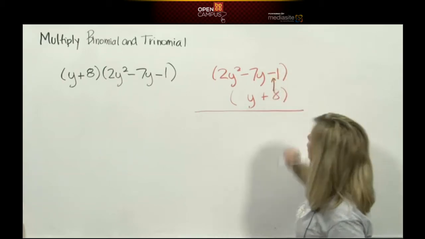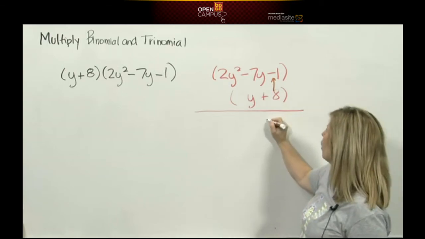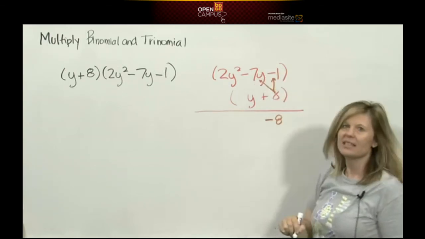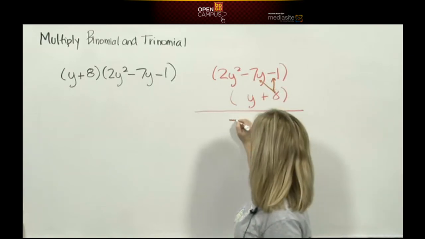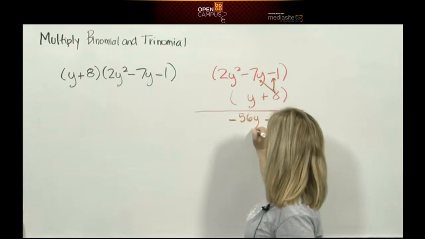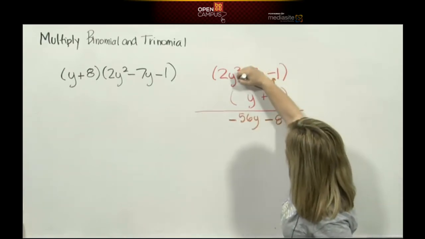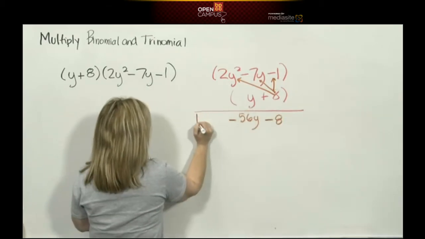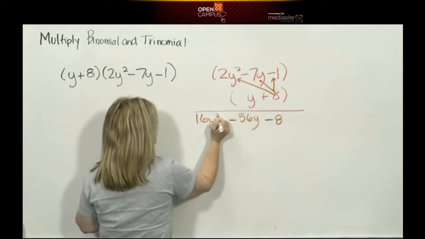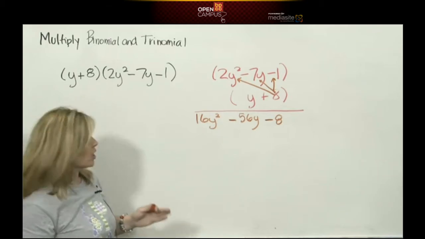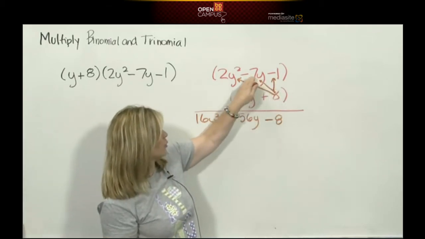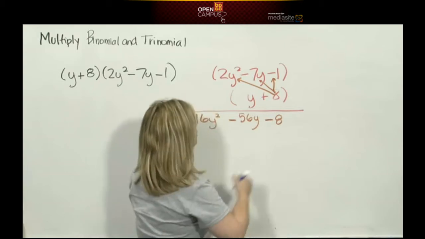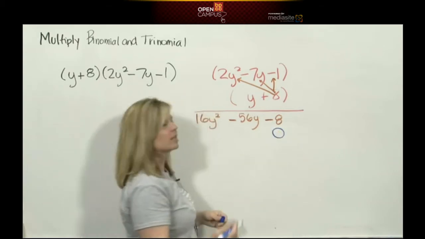And here we go. What is 8 times negative 1? Negative 8. What is 8 times negative 7y? Negative 56y. What is 8 times 2y squared? Well, 8 times 2 would be 16y squared. You just distributed the 8 to all three terms. Now, are we done? No. We're going to put our placeholder of 0, and we're going to continue.